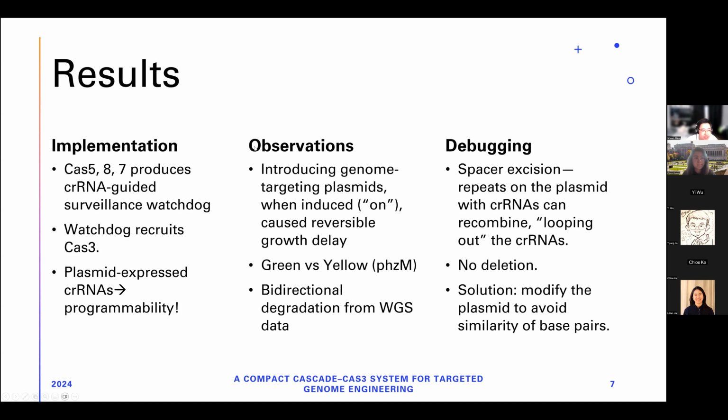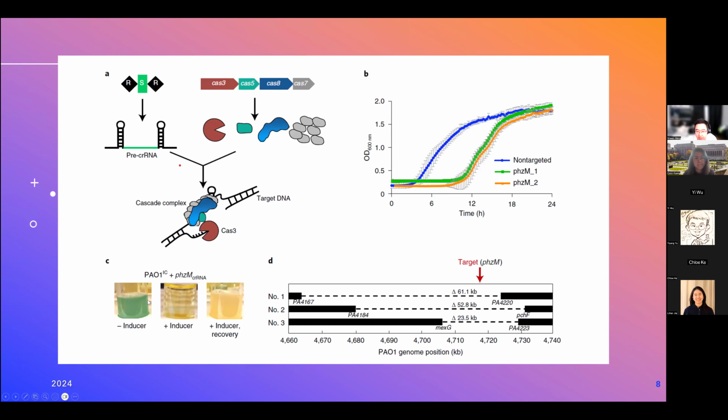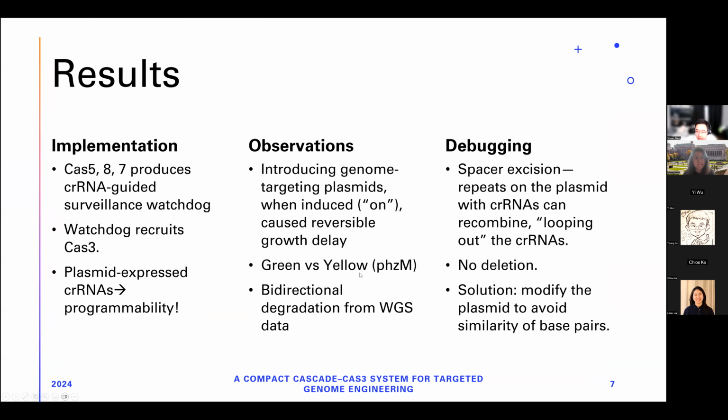So a few observations that the researchers noticed during their experiments. Introducing a genome-targeting plasmid, when induced, when you turn the plasmid on and it transcribes the information on the plasmid, actually causes a reversible growth delay. This has been observed in many other experiments, and we don't exactly know why. I will move on to the other stuff.